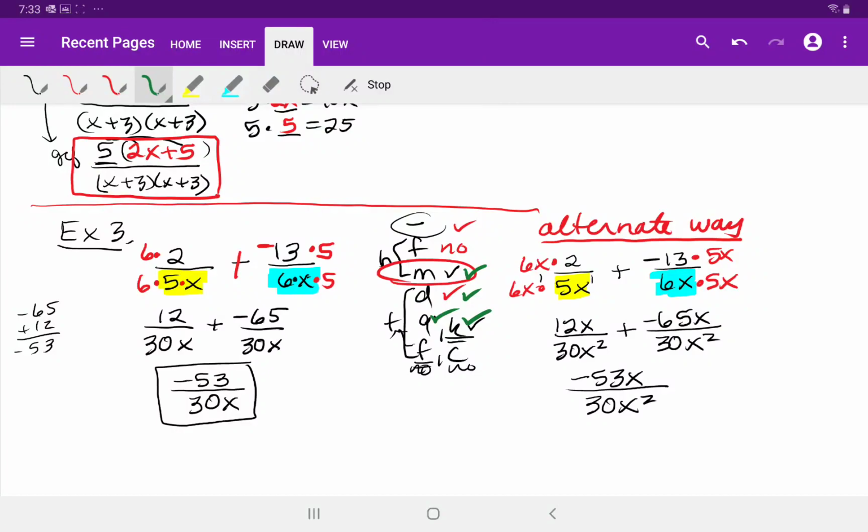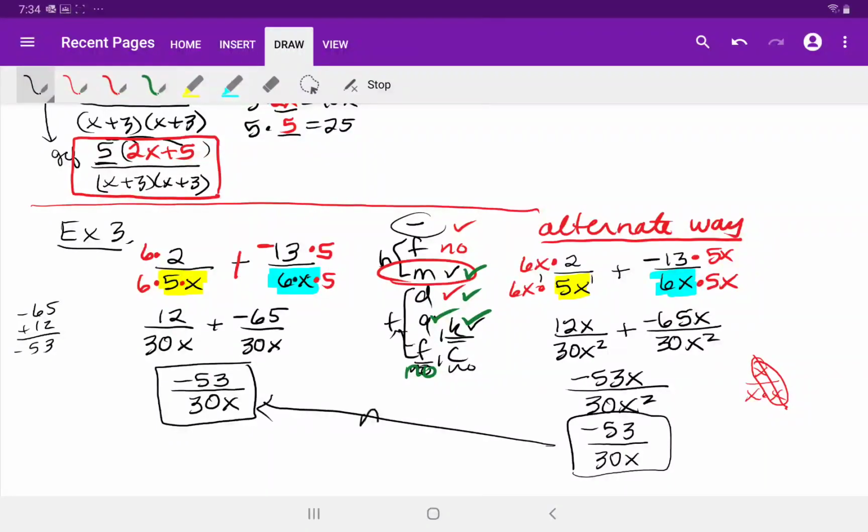Now my factor, it still doesn't really factor, so I would still say no. But my canceling, there's actually something here that cancels. I have an x at the top, and I have two x's at the bottom. So I can cancel one off. So this is actually negative 53, and then the x canceled, so there's only one x left at the bottom. And look, they match.